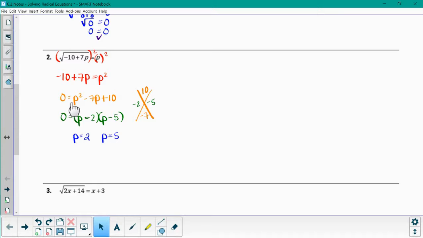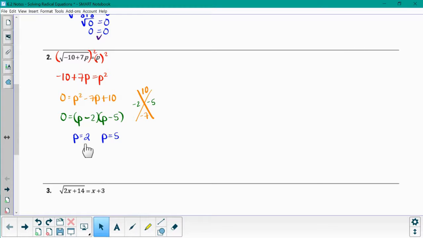And since my a is equal to 1, I can use the shortcut and say that my two factors I would use to split the middle become my written factors. So p minus 2, p minus 5. And when I set each of these factors equal to 0, I get p equals 2 and p equals 5.